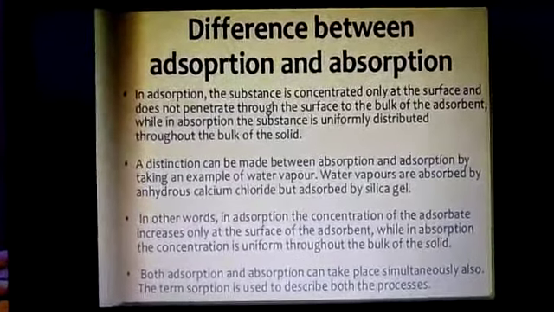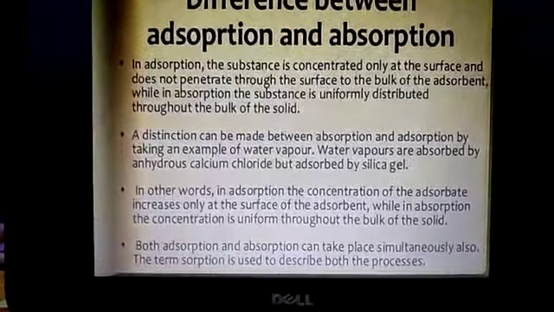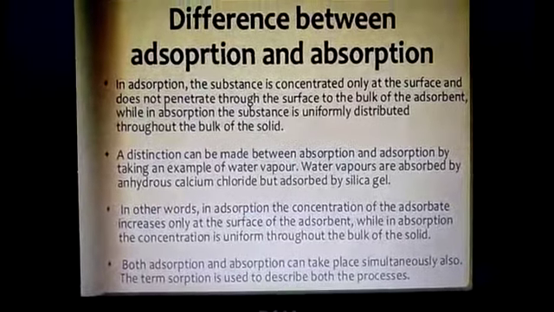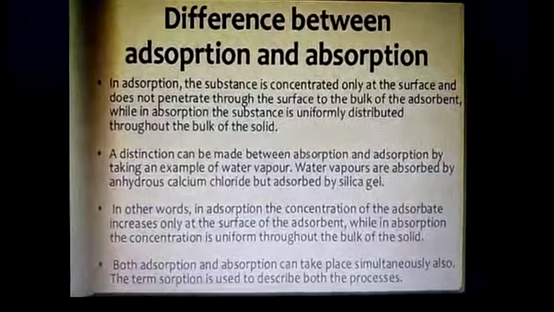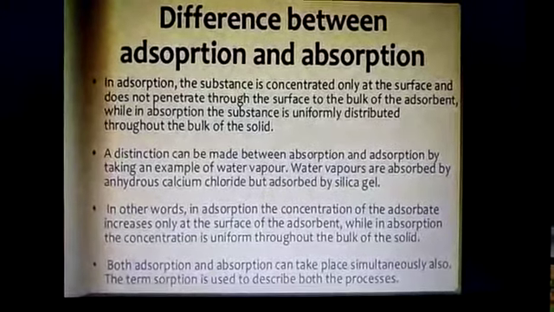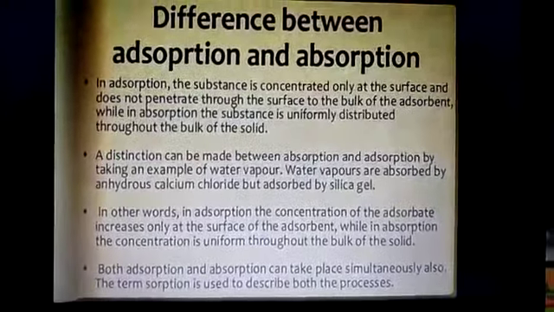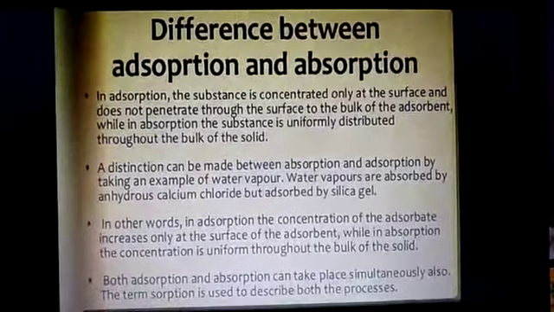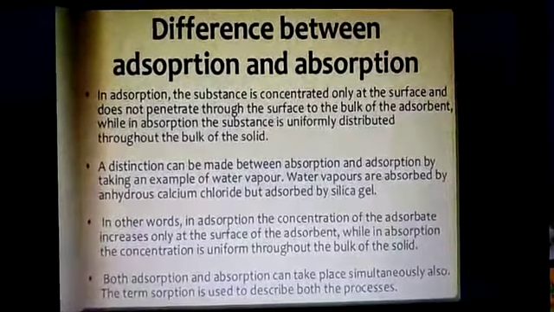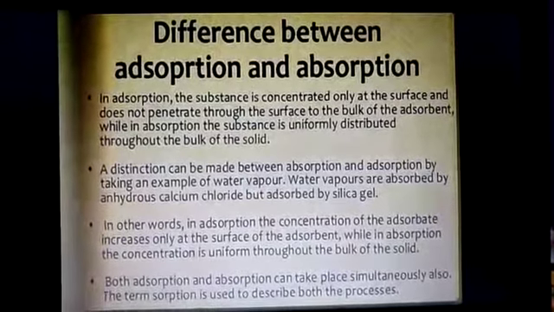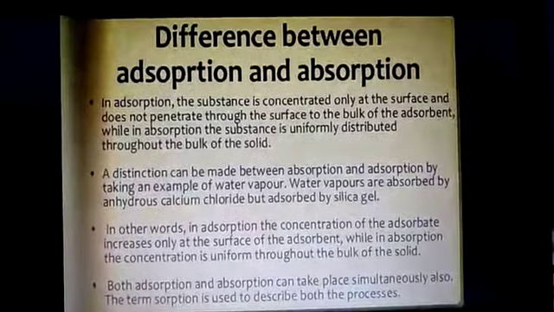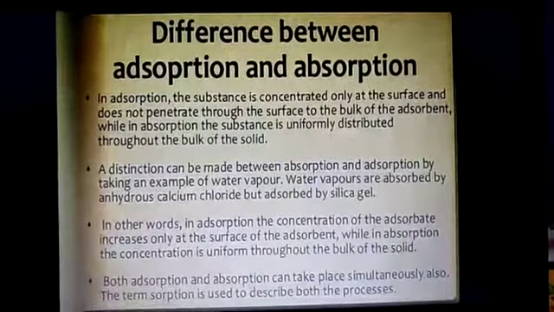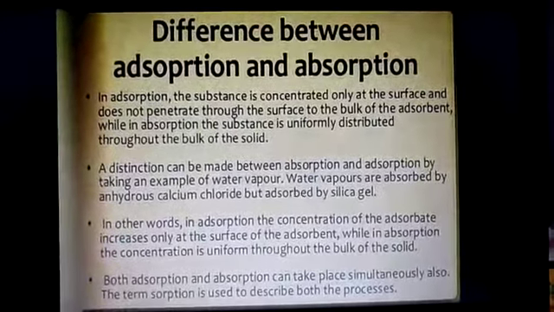Here are other examples for adsorption and absorption. For example, water vapors are absorbed by calcium chloride, but they are adsorbed by silica gel. Another one: when both adsorption and absorption take place simultaneously, we use the term sorption. Sorption is the process in which adsorption and absorption both take place simultaneously.